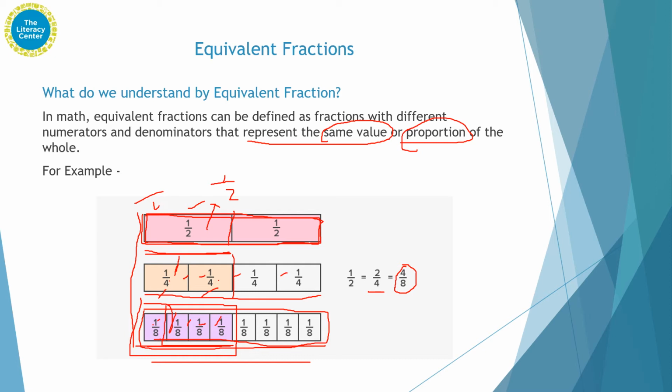So here it is more clear to us that equivalent fractions are nothing but fractions with different numerators and denominators that represent the same value or the proportion of the whole. So let's see more examples to understand it more clearly.